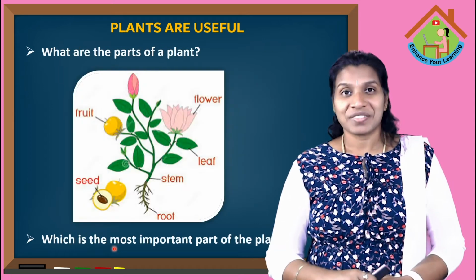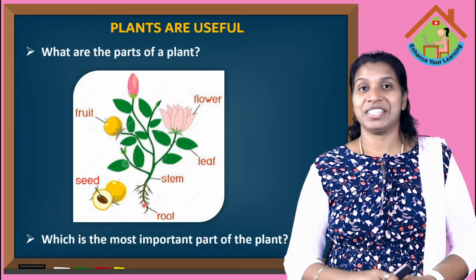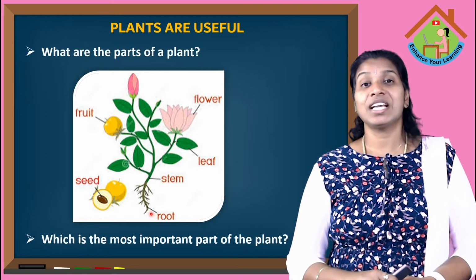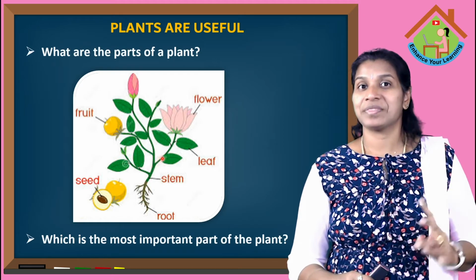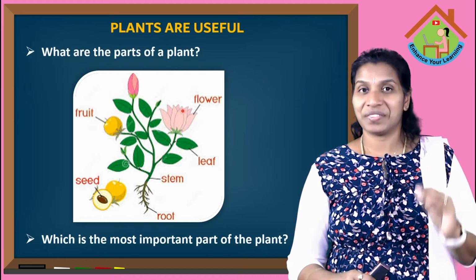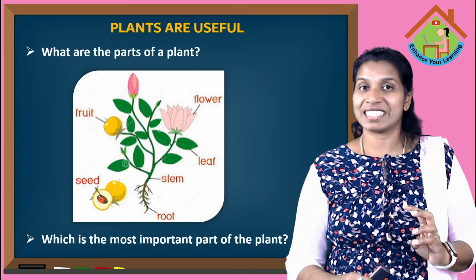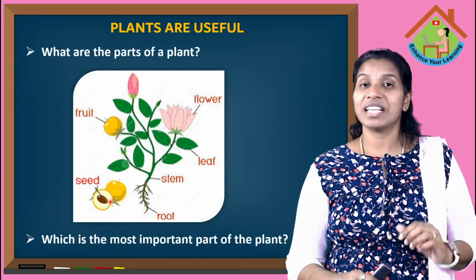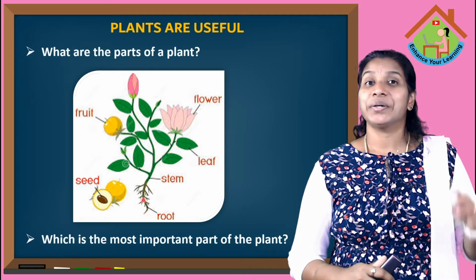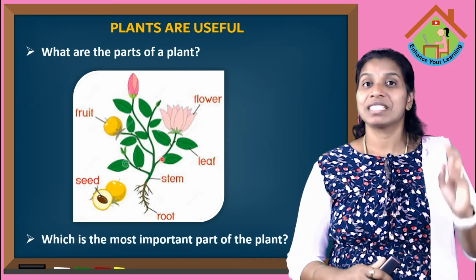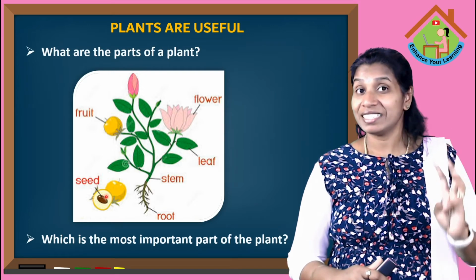What are the parts of the plants? Definitely you know about leaves, right? Yes. So there are many parts of the plants. First one is root, then stem, then leaves, then flowers, then fruits, then seeds. Okay, so these are all the different parts of the plants. What are the different parts of the plants? Root, stem, leaves, flowers, fruit, and seeds.